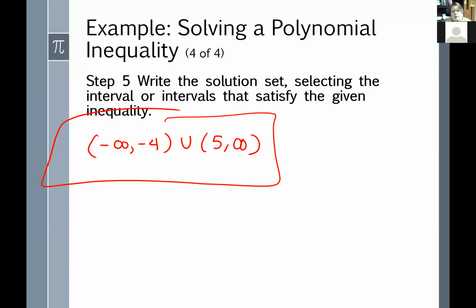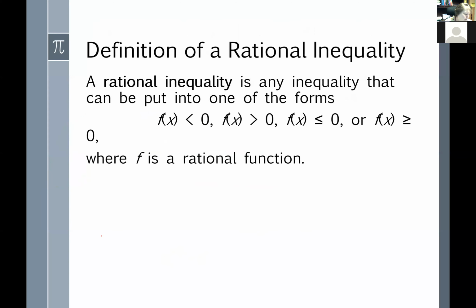Okay, and that is where we're going to quit, because the next problem, we're going to start talking about rational inequalities. Are there any questions?